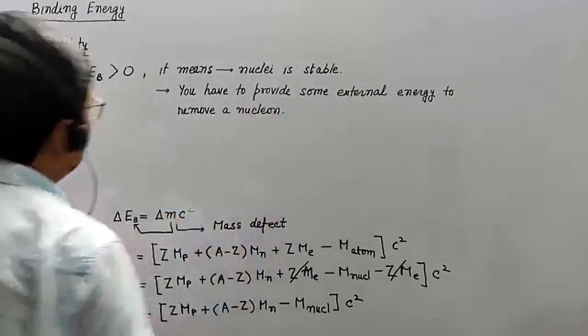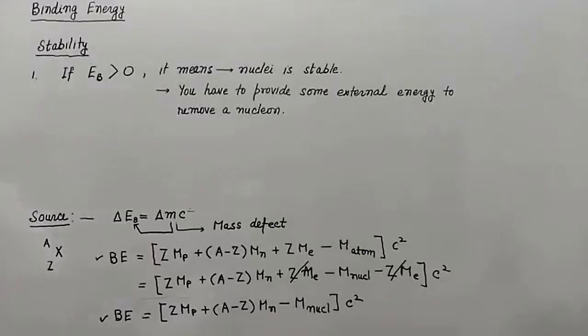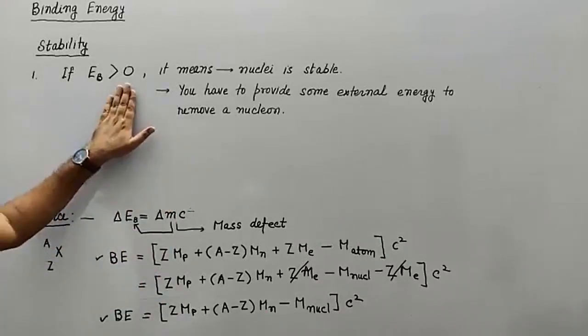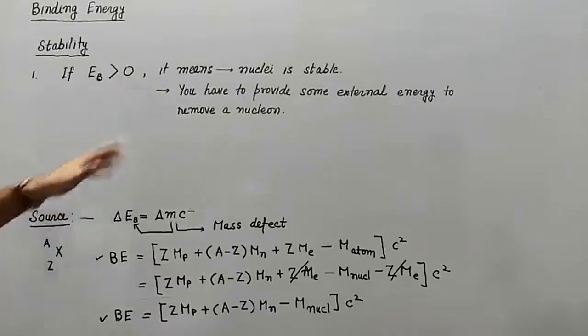This is an important thing. First we will calculate the binding energy, and if binding energy is positive, it means if we want to disrupt the nuclei into its constituent particles, we have to provide energy from the outside. This is the meaning of this positive binding energy.